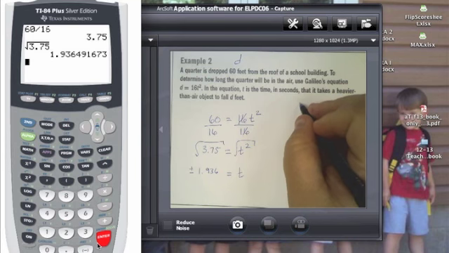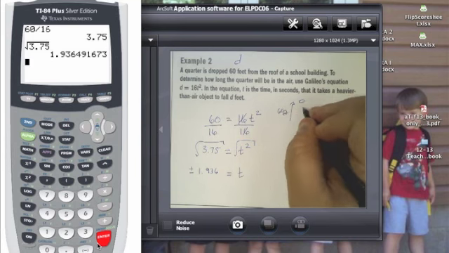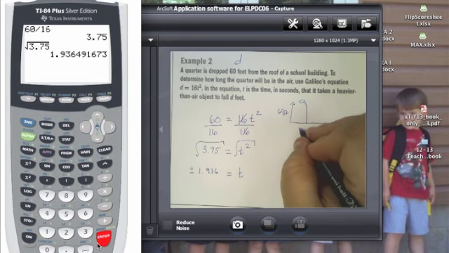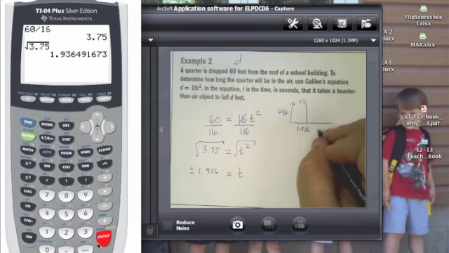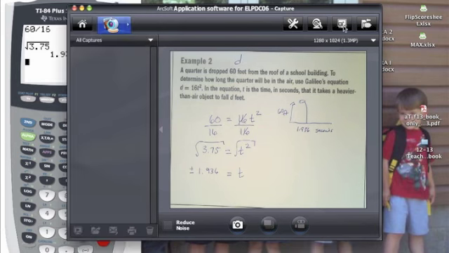1.936. So what that means is my ball that was up 60 feet in the air took 1.936 seconds to hit the ground.